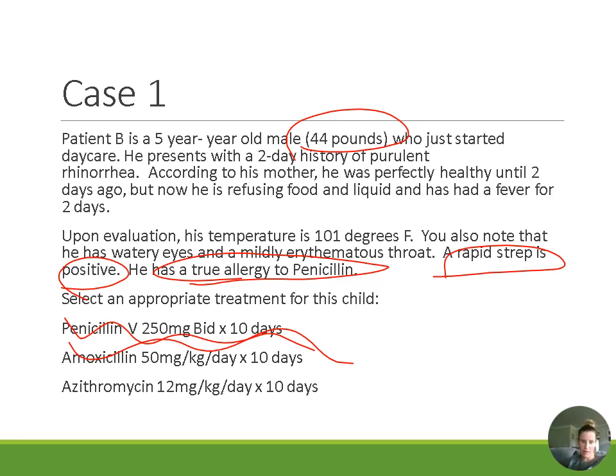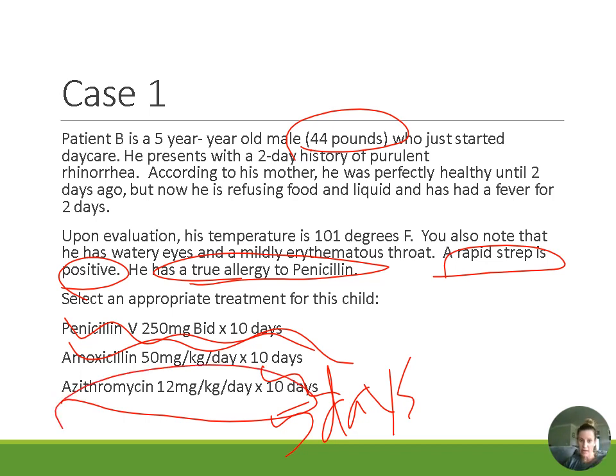Azithromycin, 12 milligrams per kilogram per day. This azithromycin is just 5 days. So sorry about that, I said 10 days, that's 5 days. So azithromycin, 12 milligrams per kilogram per day for 5 days. That is what we would do. Okay, again, drug of choice is normally penicillin or amoxicillin, but the patient's allergic, so we're going to go for the azithromycin.